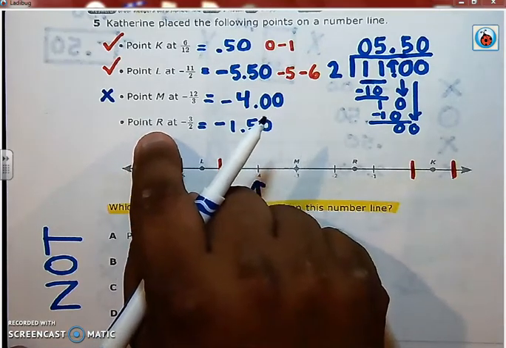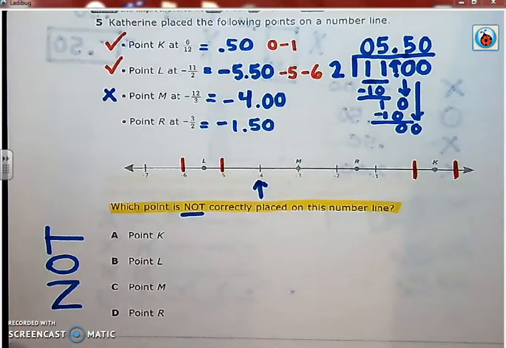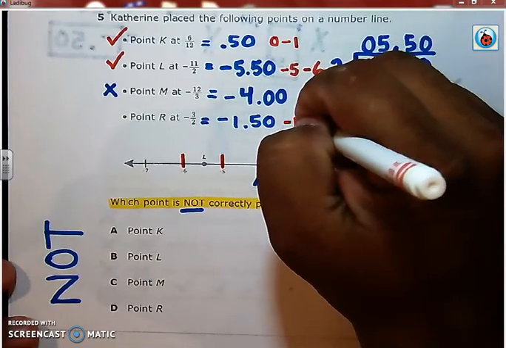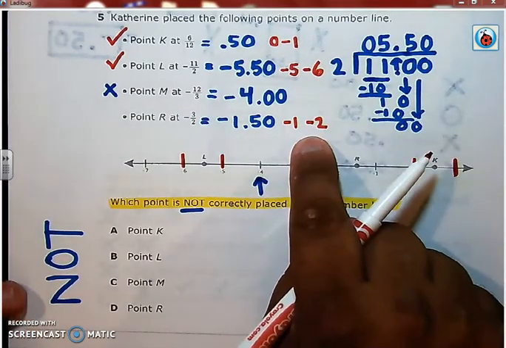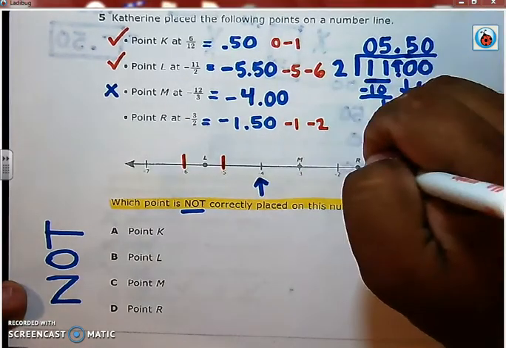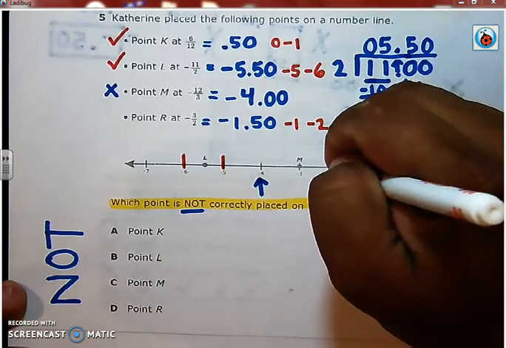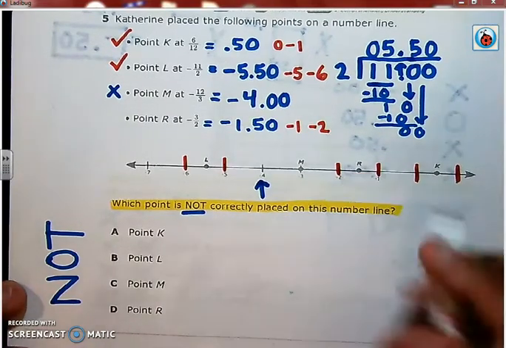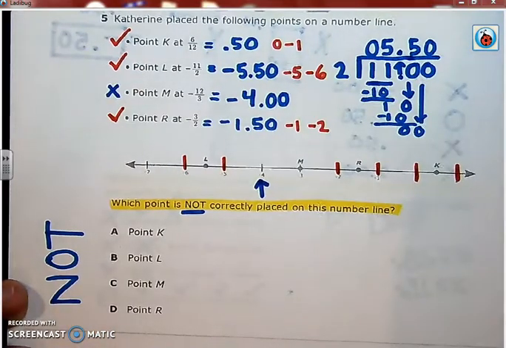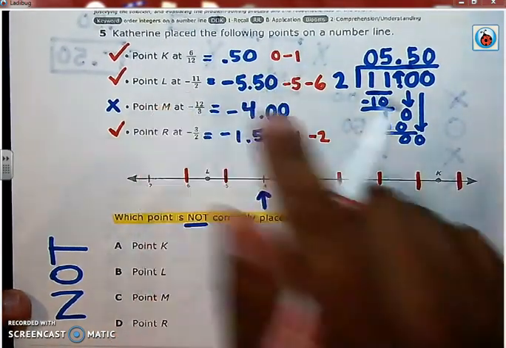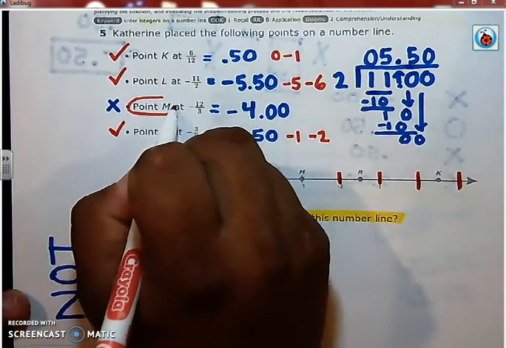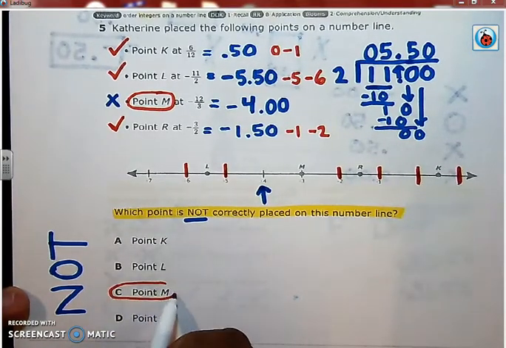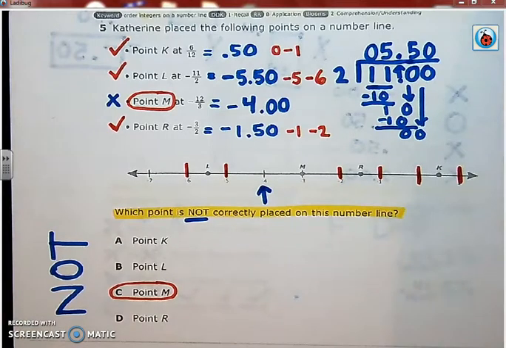The last one, point R, is at negative $1.50. That means I'm going to find it between negative $1 and negative $2. So let's go to negative 1 right here, negative 2 right here, and between these two numbers, we see point R. So R is in the right spot. The only one that was not in the right spot is that point M. So not in the right spot, letter C, point M.